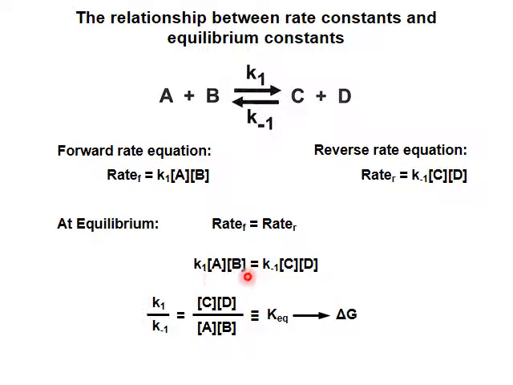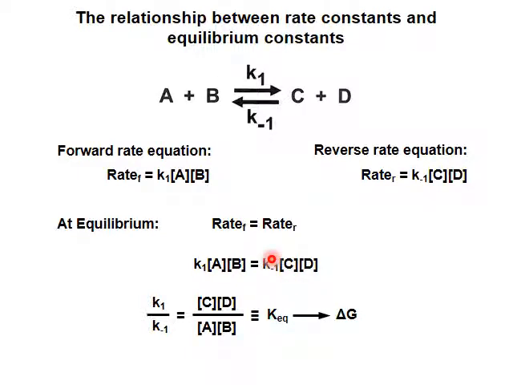We can rearrange this expression, and so we can have K sub 1 over K minus 1 equals the concentration of C times the concentration of D divided by the concentration of A times the concentration of B. Notice in our expression A plus B goes to C plus D that we have the concentration of the products over the concentration of the reactants. That is the equilibrium constant. And it can be related to the ratio of the rate constants of K sub 1 over K sub minus 1.